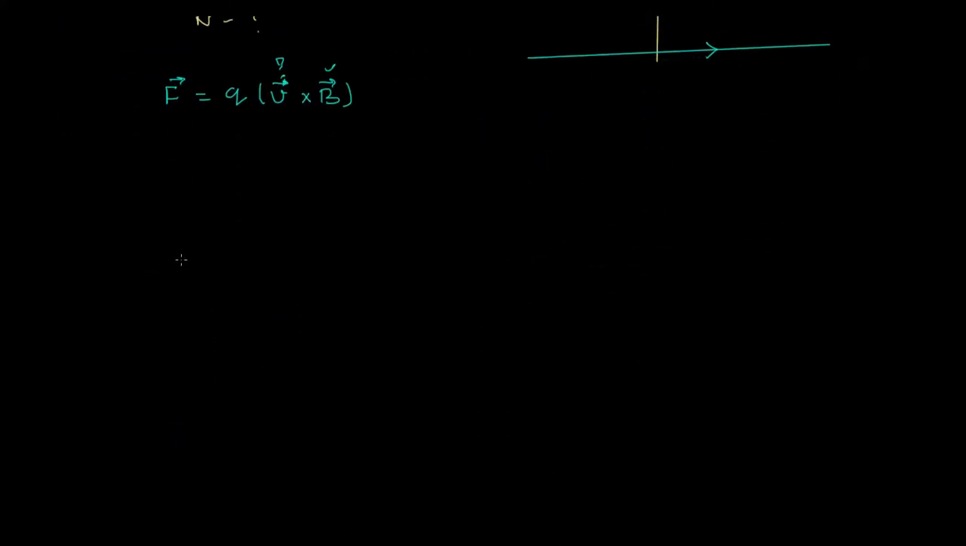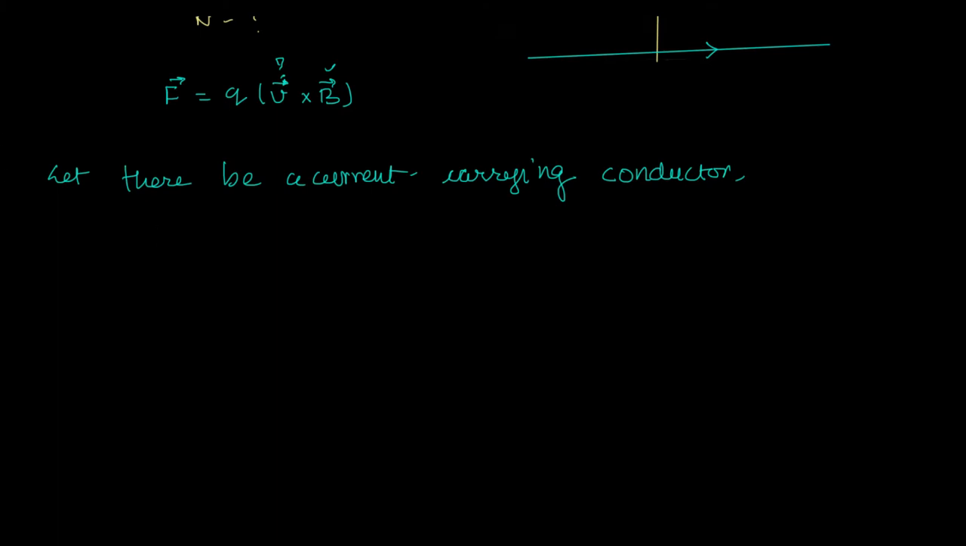Fine, so let us try to see. Let's say I have a current carrying conductor with the current I, where I is the current, and let us say A is the cross-sectional area, and L is the length of the conductor.